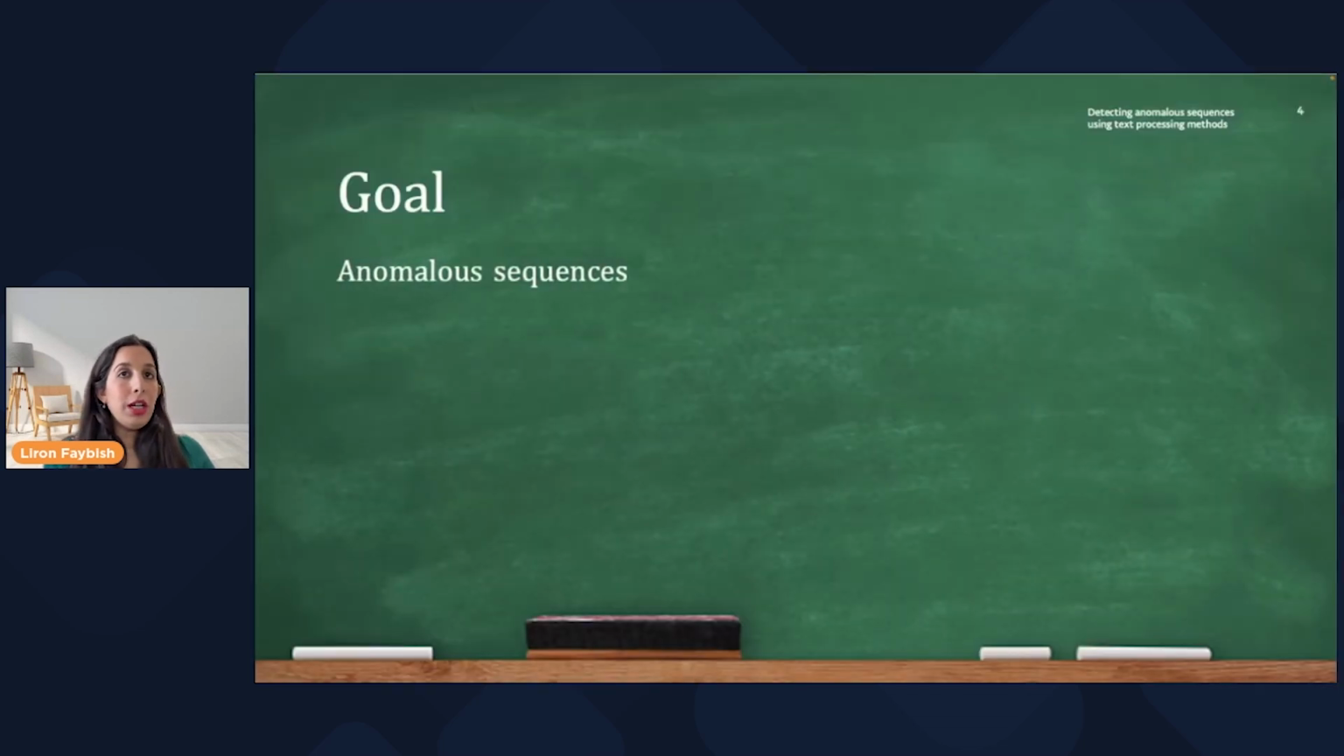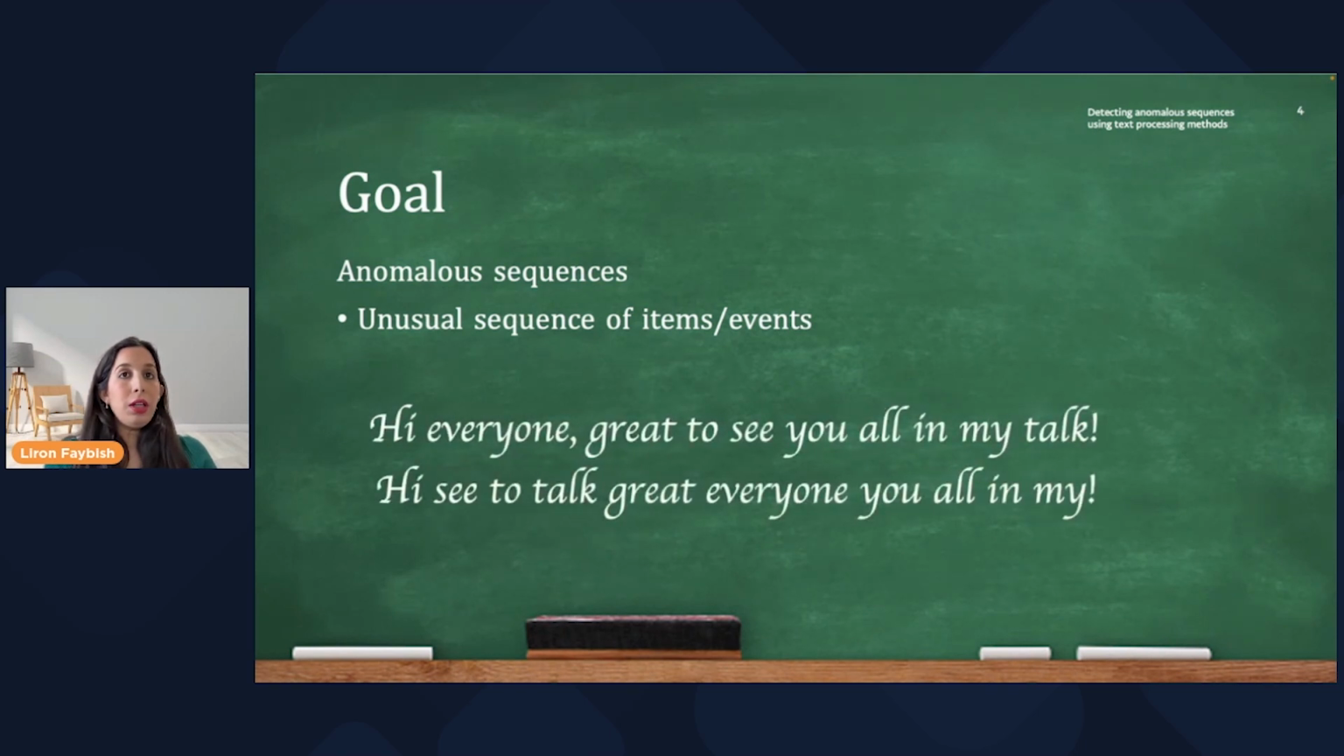So as I mentioned earlier, our goal is detecting anomalous sequences, which means to detect unusual sequences of items or events. For example, if we are looking at those two sentences, where one looks normal and the other one looks weird, we would like to distinguish between those two sentences, and that our model will be able to say that this sentence is a good sentence and the other one is not.